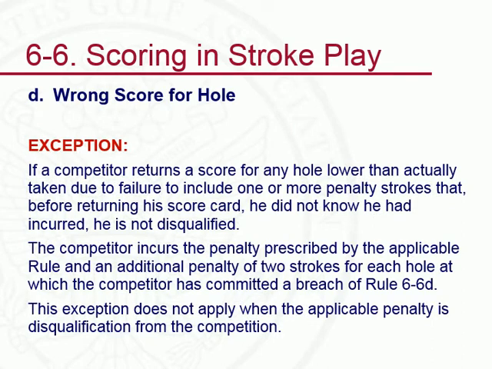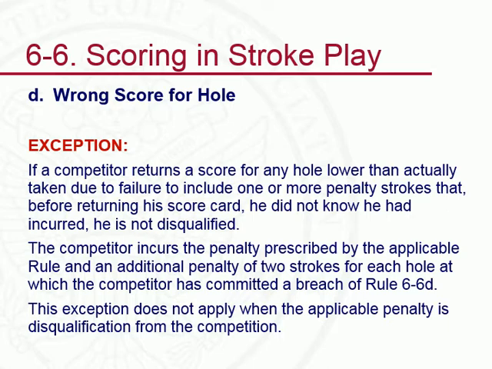Now this is part of the rules change that just recently occurred. There is an exception to this, that if a competitor returns a score for any hole lower than actually taken due to the failure to include one or more penalty strokes that before returning his scorecard he did not know he had incurred, he is not disqualified. The competitor incurs the penalty prescribed by the applicable rule and an additional penalty of 2 strokes for each hole at which the competitor has committed a breach of Rule 6-6D. And this exception does not apply when the applicable penalty is disqualification from the competition.